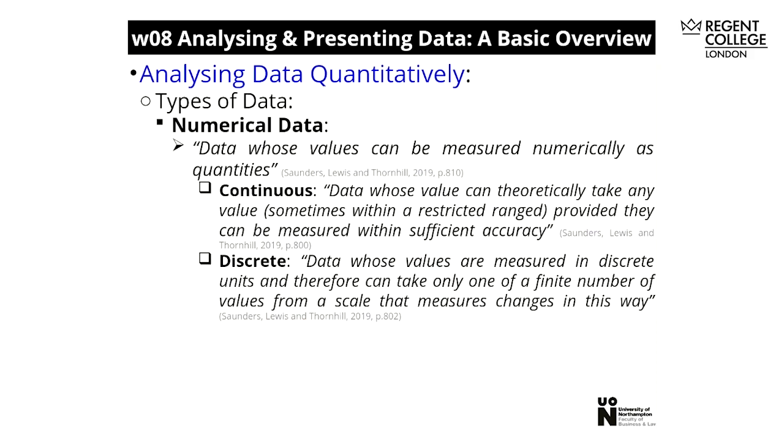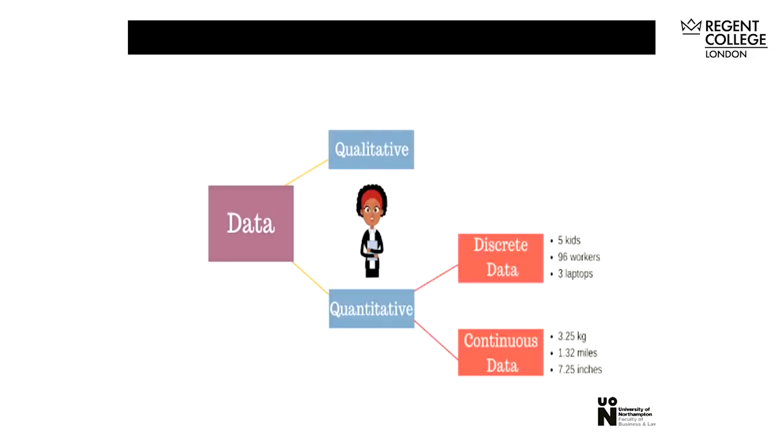And again, that's the explanation here, basically what I explained. Look at that again. We're looking at discrete data. You have 5 kids. How many employees do you have? I have 96 employees or workers. How many laptops do you have? How many mobile phones do you have? I have 3 laptops. I have 2 laptops. You don't have 1.5 mobile phones. You don't have 2.5 laptops. You have either no laptop or 1 or 2 or 3 or 4 or 5, whatever.